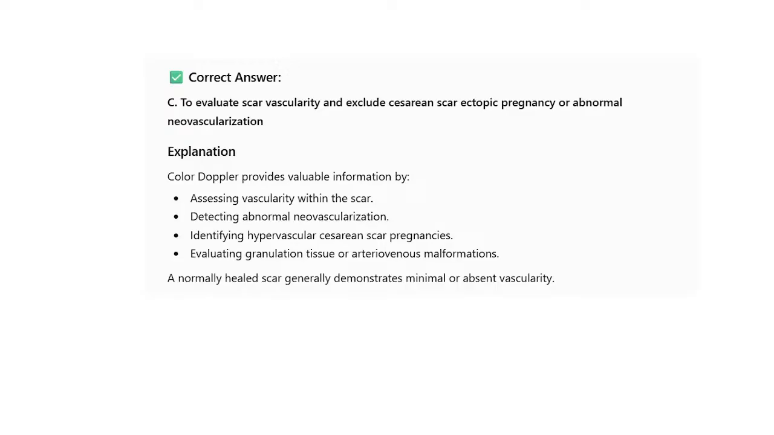or abnormal neovascularization. So the explanation: color Doppler provides valuable information by assessing vascularity within the scar, detecting abnormal neovascularization, identifying hypervascular cesarean scar pregnancies, evaluating granulation tissue or arteriovenous malformations. A normally healed scar generally demonstrates minimal or absent vascularity.